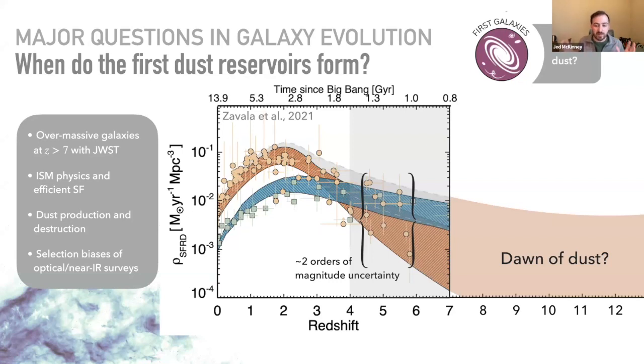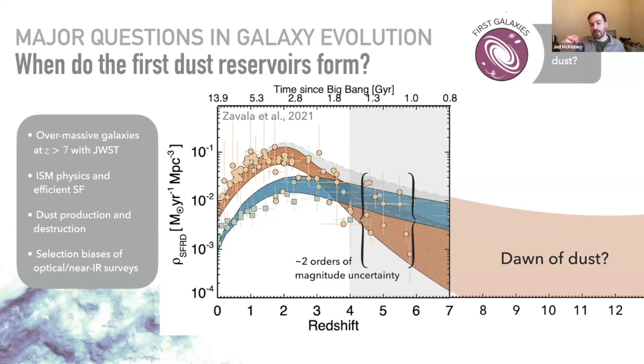And of course, perennially, dust is an important thing to understand at all cosmic epochs because it impacts our selection effects in optical and near-infrared surveys. We want to have representative samples of galaxies. And so we need an understanding of dust-obscured galaxies out to early times to make general claims about all galaxies at any particular epoch.